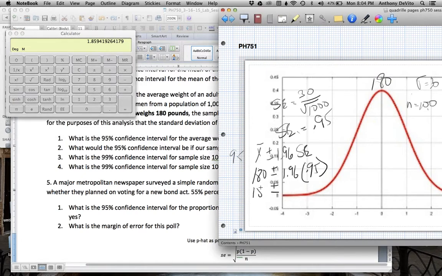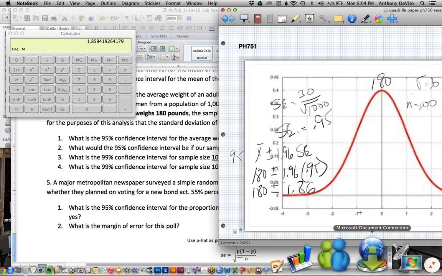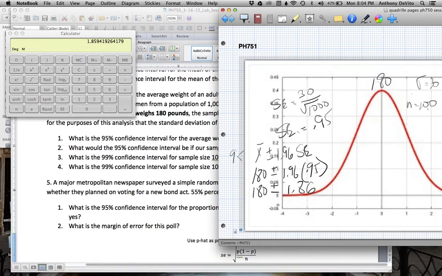So it's 180 plus or minus 1.859, or 1.86. See, my error is smaller there if I don't round until after I complete that part of the analysis. So even adding, whenever you multiply or find roots or squares and stuff like that, you multiply the error.